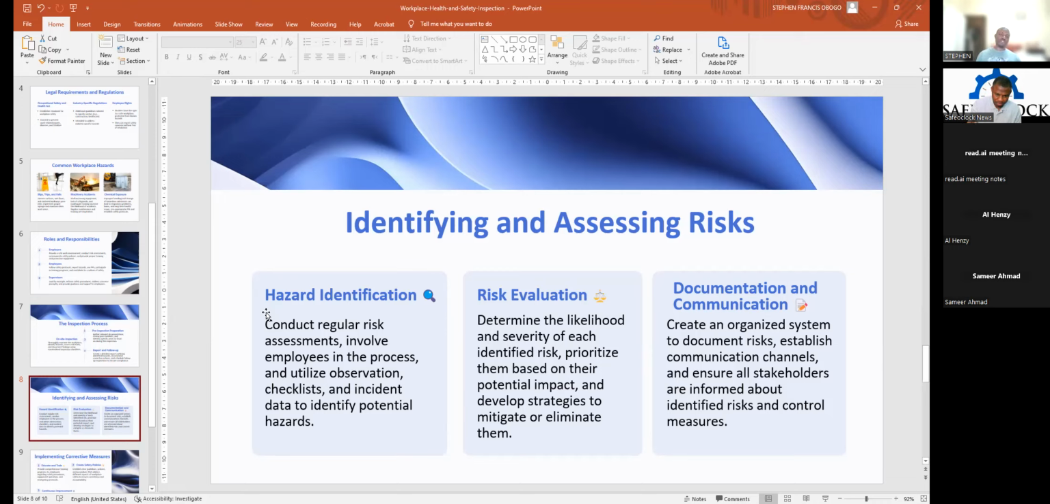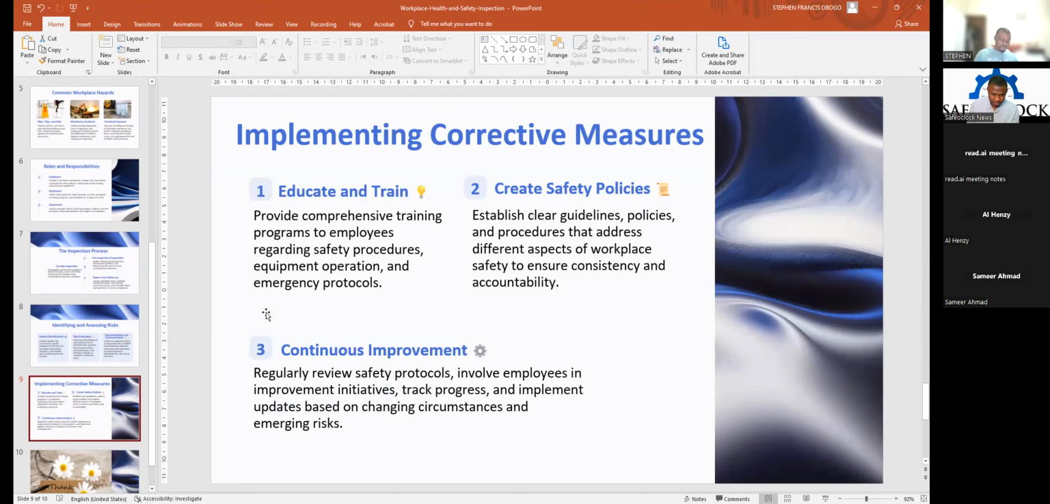And also in terms of implementing corrective measures, it is very important that whatever we provide as a professional, we need to educate and we need to train. So how do we do this? By providing a comprehensive training program to employees regarding safety procedures, equipment operation, and emergency procedures. And there are so many other procedures depending on the kind of activity they are doing within the site or project, depending on the specificity or nature of the work activity or site, like I've said.